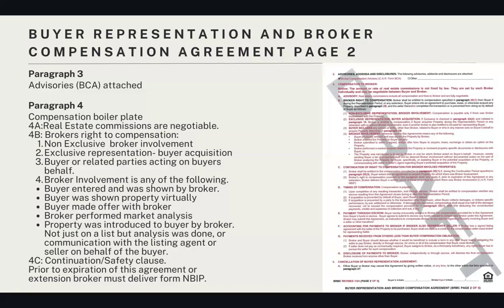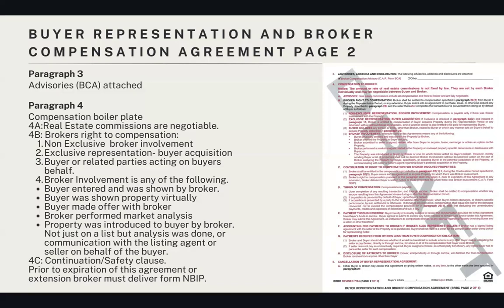Element number 4, broker involvement, is any of the following. So it defines the following: the buyer was shown the property by a broker. So the buyer broker showed them the property. The buyer was shown the property by the broker virtually. The buyer made an offer with the broker. The broker performed a market analysis or did some other analysis on behalf of the buyer on the property. And the last element that would constitute broker involvement would be the property was introduced to the buyer by the broker.